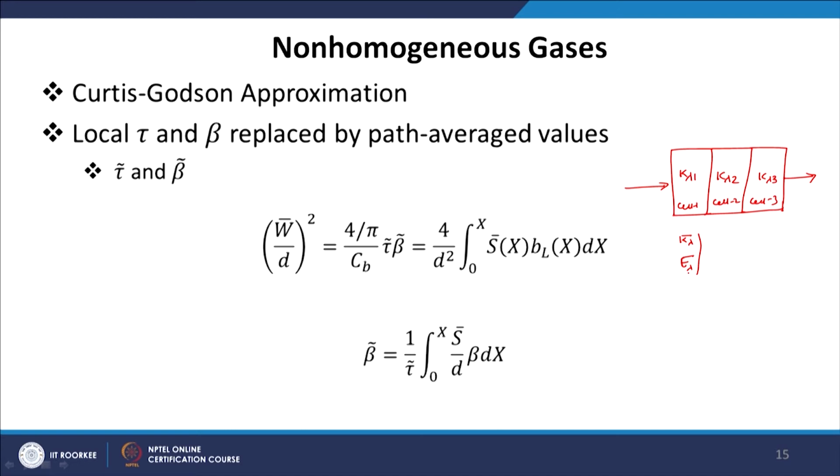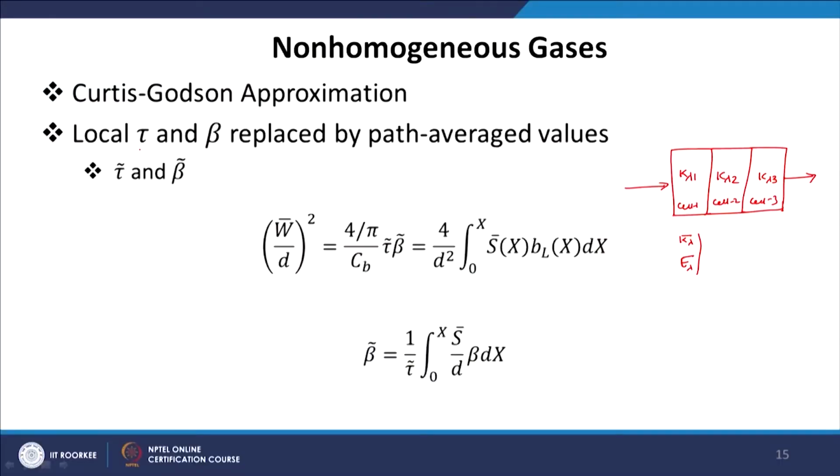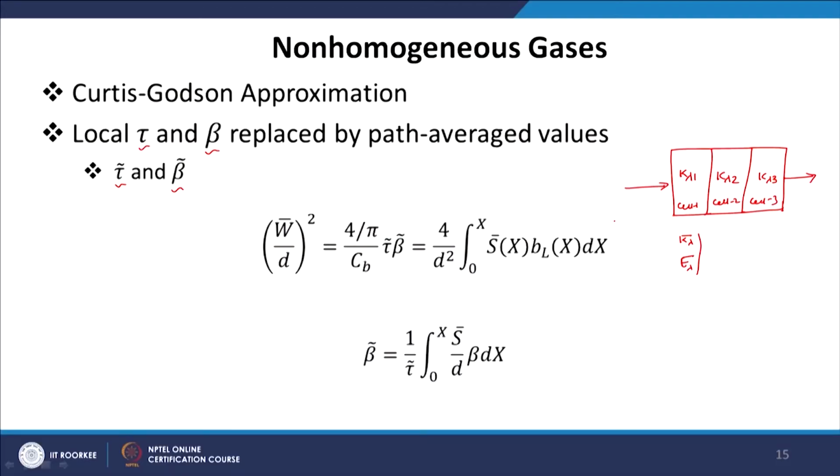These formulas we have derived, but how do we apply these formulas to the total path? Again, to do that we have one very effective approximation given by Curtis-Godson. The Curtis-Godson approximation is based on the same formula, but now we have to find tau tilde and beta tilde, which are based on path averaged values. So, the transmissivity tau and overlap parameter beta are now replaced by path averaged values. We have taken an average over the entire path, and beta, which is the line overlap parameter, we have taken over the entire path, and these quantities are derived using these relations.